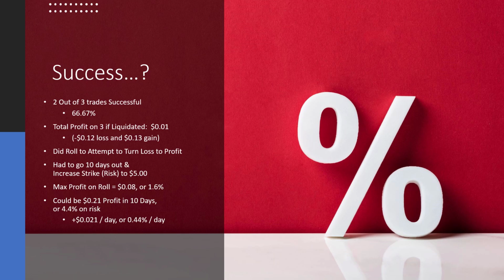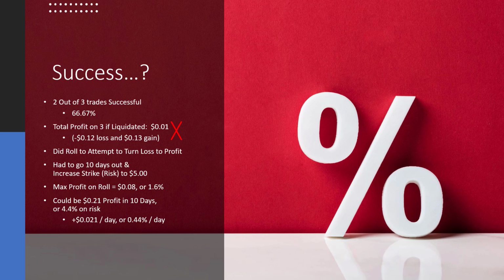But would we consider this a success? 2 out of 3 trades were successful, 66.7%. Those of you who trade credit spreads and Iron Condors know you need a success rate of closer to 80, 82, or 85% to be successful long term. This doesn't look like it's cutting it.